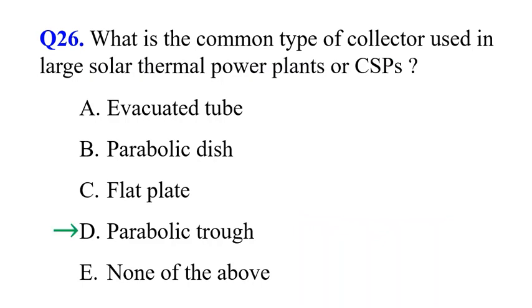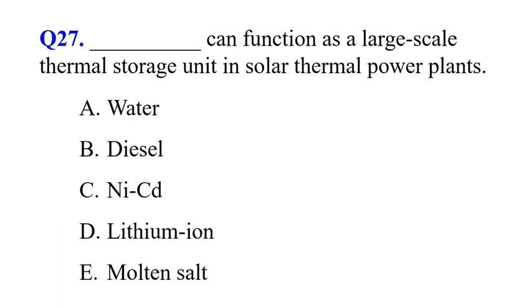What is the common type of collector used in large solar thermal power plants or CSPs? Of course, evacuated tubes and parabolic dishes and flat plate collectors. They are all collectors, but they are not used in large scale power plants. So, parabolic troughs are the ones used in large scale solar thermal plants. So the answer is D. Question number 27.